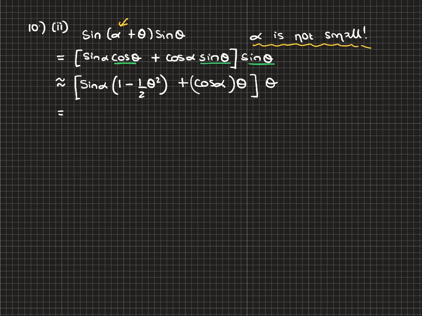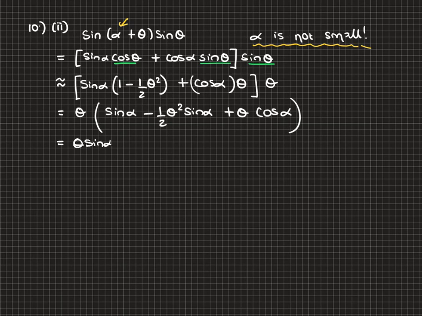So this is then equal to theta, sine alpha minus a half theta squared sine alpha plus theta cos alpha. Now, let's expand the brackets. So we get theta sine alpha minus a half theta cubed sine alpha plus theta squared cos alpha.